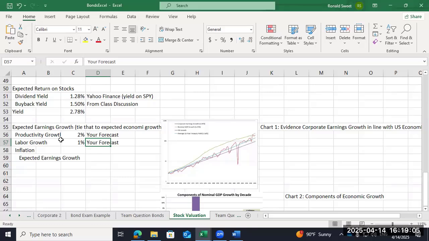One thing I've seen some students do is beef up productivity. Maybe that's 3% and labor growth is 0. Essentially saying, yeah, we're having baby boomers, they're going out of business, but AI and robotics are going to replace workers. So we don't need as many workers. We're going to replace them with technology. You could certainly make that kind of argument, but that's your forecast there.